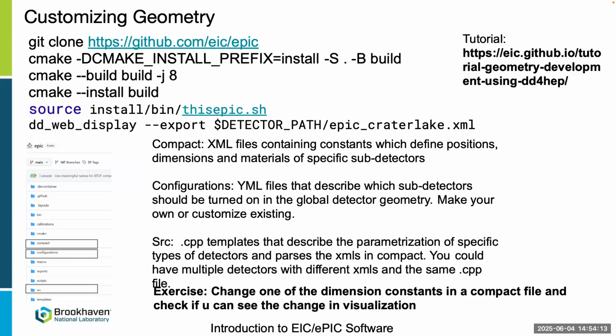And we did a small exercise where you change one of the dimension constants in a compact file and then check if you see any change in the visualization. All right. So just wondering how many people were able to successfully make a small change and rebuild their... 1, 2, 3, most of the room. Okay. So if you didn't get it to work yesterday, then when I come up to you, we can try and do it together, right?